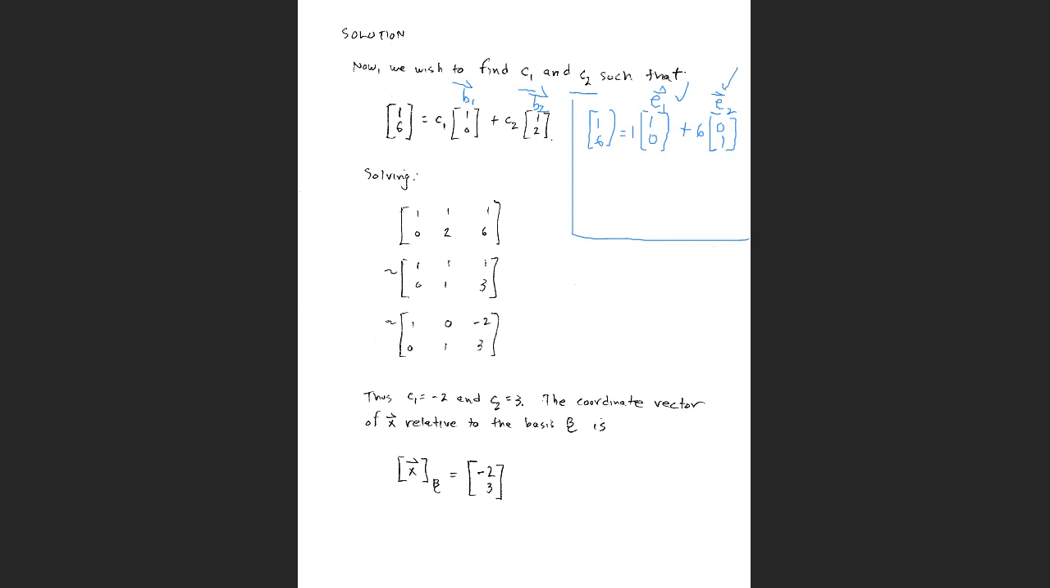That's the standard basis. So now I'm asking the same question, but I need to find coordinates C1 and C2 such that 1, 6 can be written as a linear combination of these new basis vectors, B1 and B2. And so this produces this vector equation. For this kind of question, you start off with the vector equation, and then the vector equation will reduce to an augmented matrix. Okay?